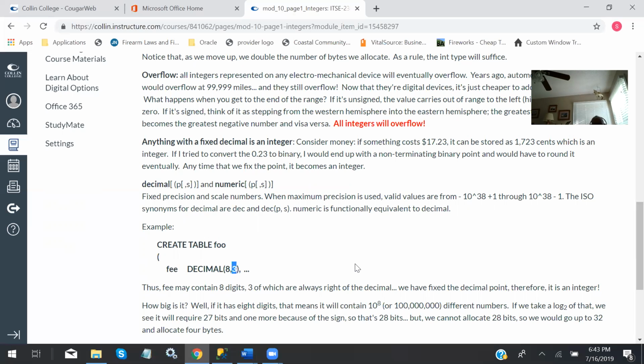It doesn't make any difference at all to how much storage is required. It still has to hold 8 decimal digits, and it puts the decimal point 3 places from the right. That's fine. It just remembers that. And when you give it a decimal, it shifts the decimal.